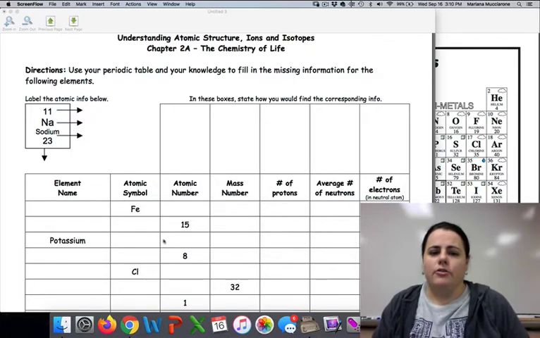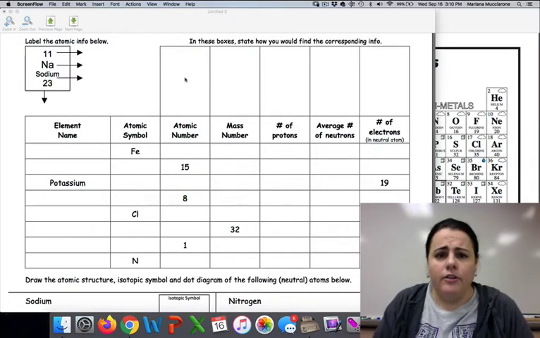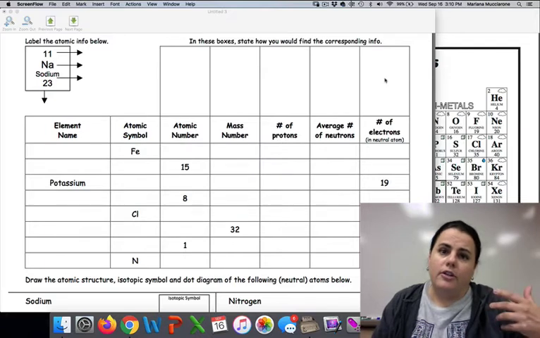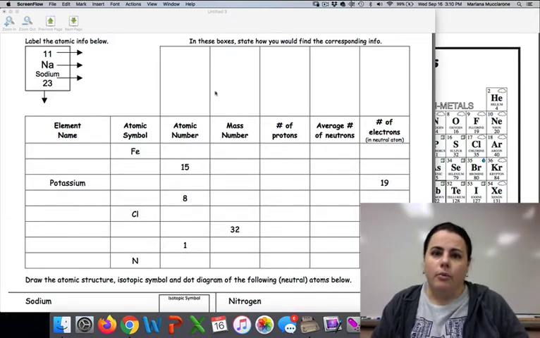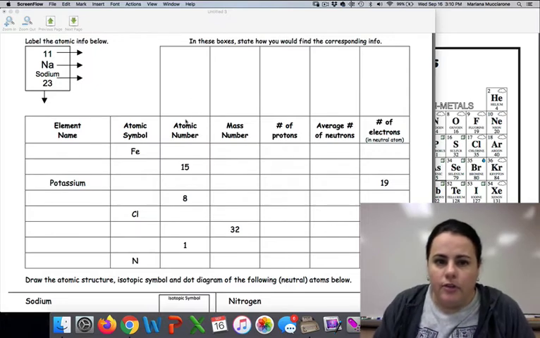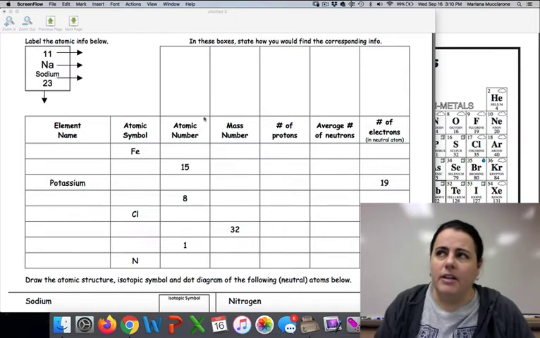The second part is with the big table down here. A lot of students forget to do the top boxes. Don't forget to do those. Actually, you should do them first so you know what you're looking for as you answer for each of the elements below. So for example, the atomic number. You should think to yourself, what is the atomic number?